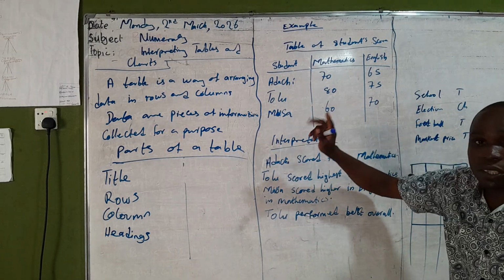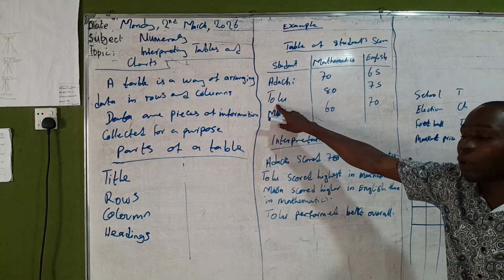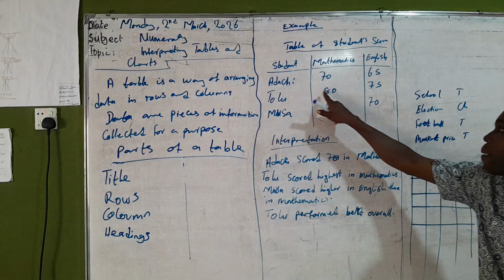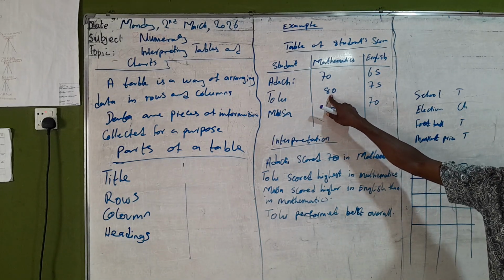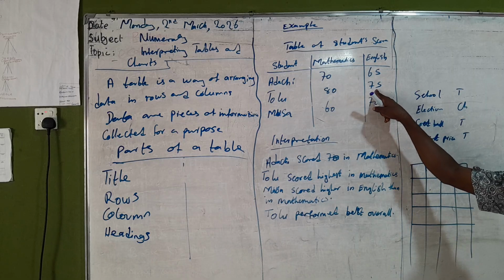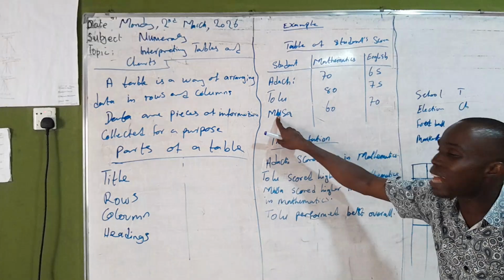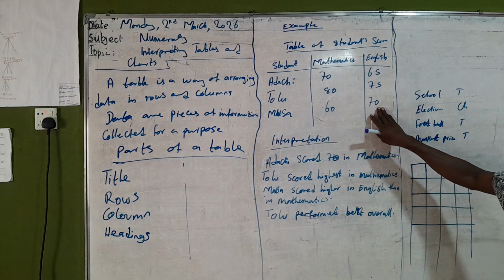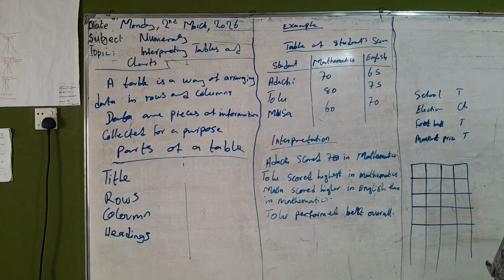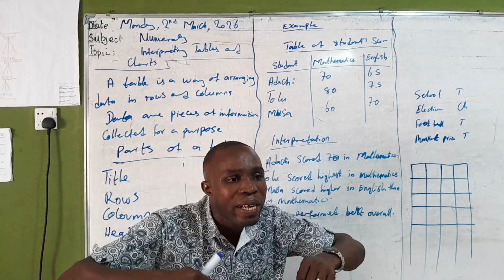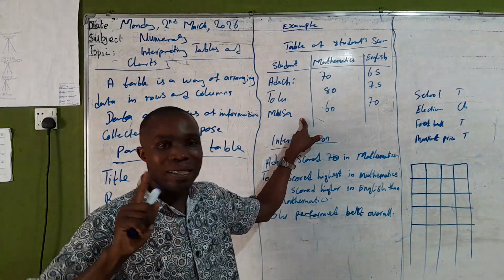English score is what? 65. Row 2 has the information of who? Tolu. Tolu has a mathematics score of what? 80. And an English score of what? 75. Musa has a mathematics score of what? 60. And an English score of what? 70.